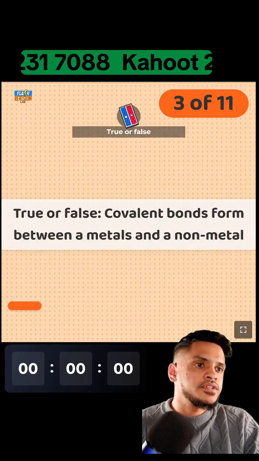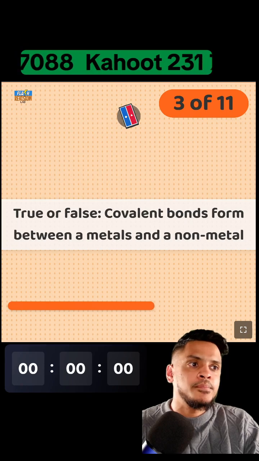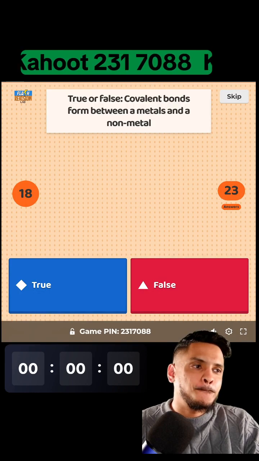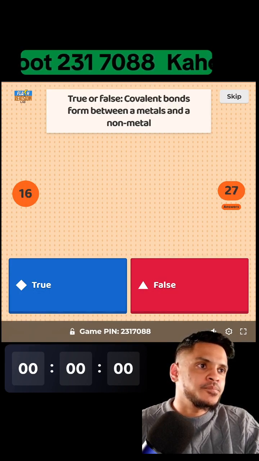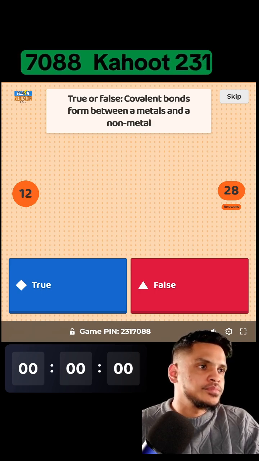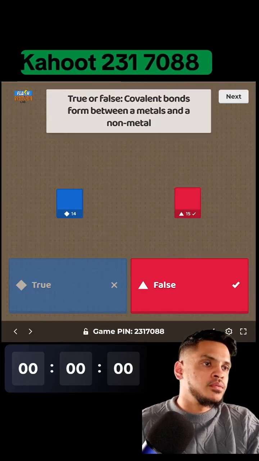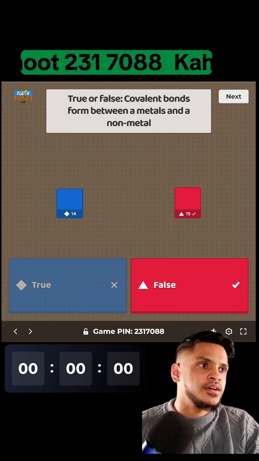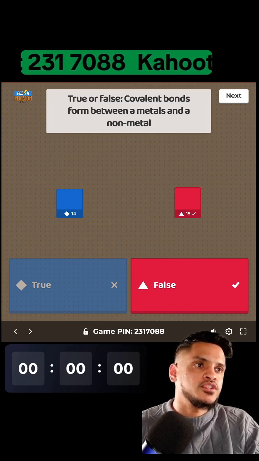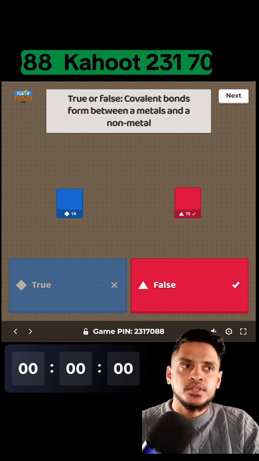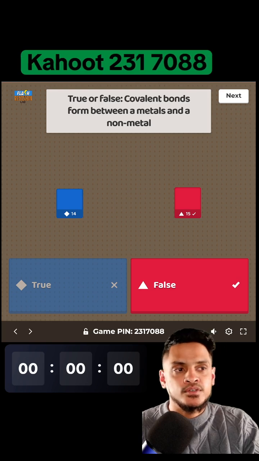True or false question. Covalent bonds form between metals, a metal and a non-metal. 28 people answered. Wow, it's almost evenly split. The answer is false. It's between two non-metals. Ionic bonding is between a metal and a non-metal. Covalent bonding is between two non-metals.